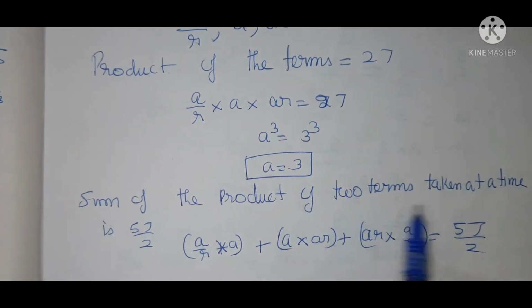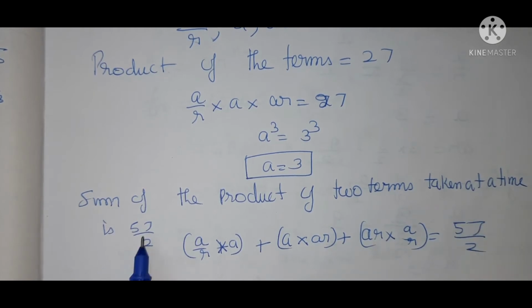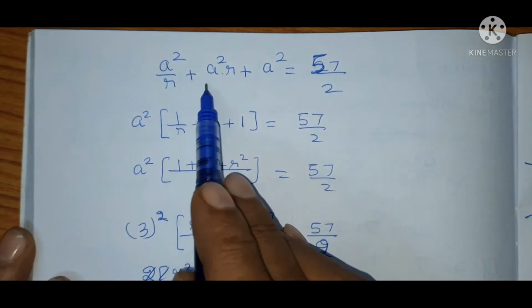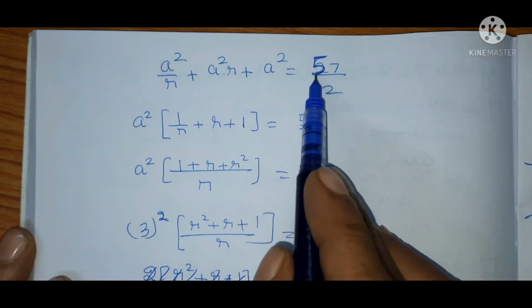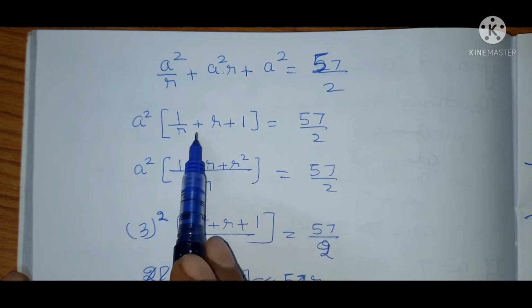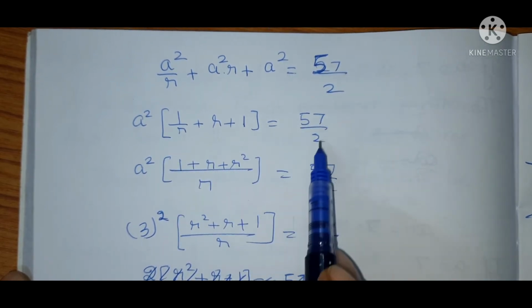Sum of the product of 2 terms taken at a time is 57 by 2. A by R into A plus A into AR plus AR into A by R is equal to 57 by 2. That gives A square by R plus A square R plus A square is equal to 57 by 2. Here A square is common, taken out. A square into 1 by R plus R plus 1 is equal to 57 by 2.